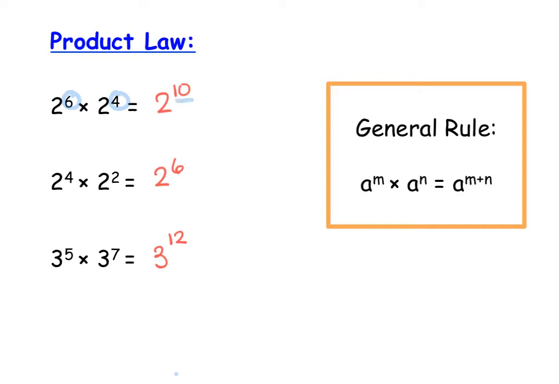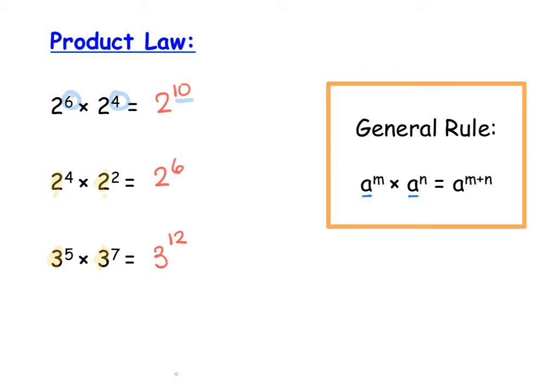The most important thing to know about this rule is that it only works when the bases are the same. Again, the bases are these numbers here. I'm going to highlight all of the different bases in yellow. So this is a base, this is a base. Notice that they're both 2s, so they're both the same, so that's why we can add the two exponents together. This has a base of 3, this has a base of 3, so we can add those two exponents together.